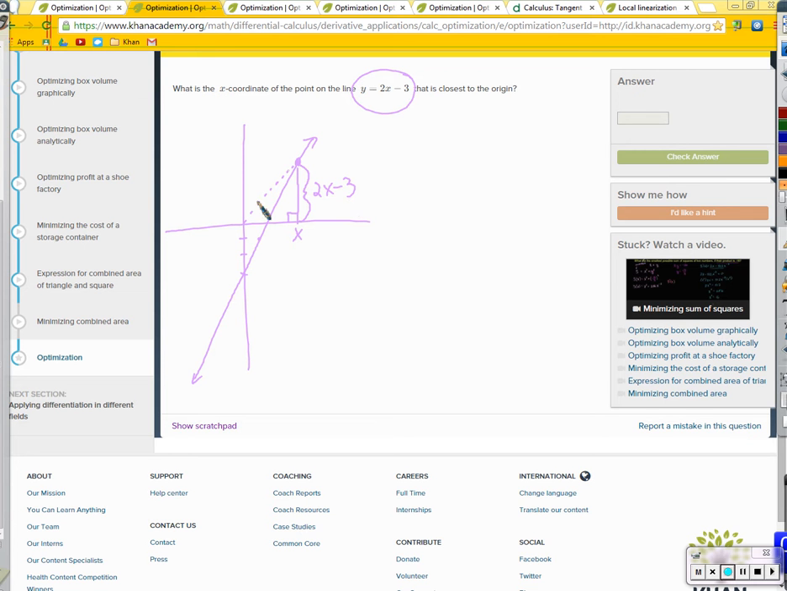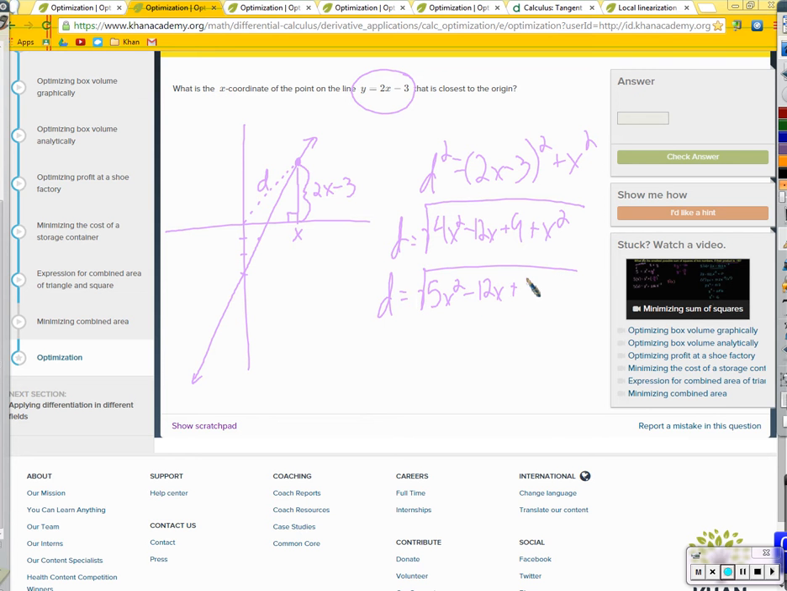To find this distance, I just need to use the Pythagorean theorem. So call it D. D squared equals (2x minus 3) squared plus x squared. So D equals the square root of 4x squared minus 12x plus 9 plus x squared. Just multiply this out. D equals the square root of 5x squared minus 12x plus 9.